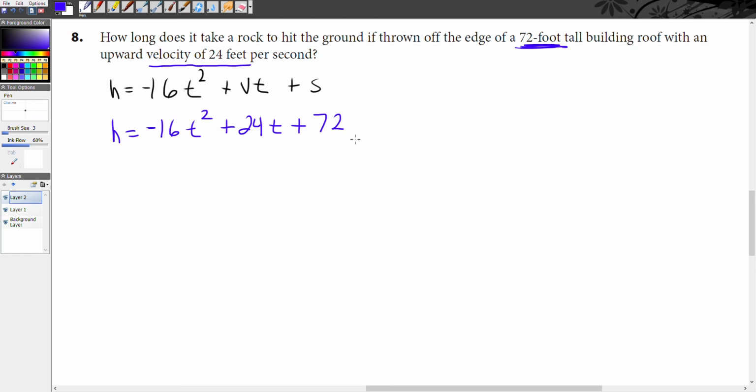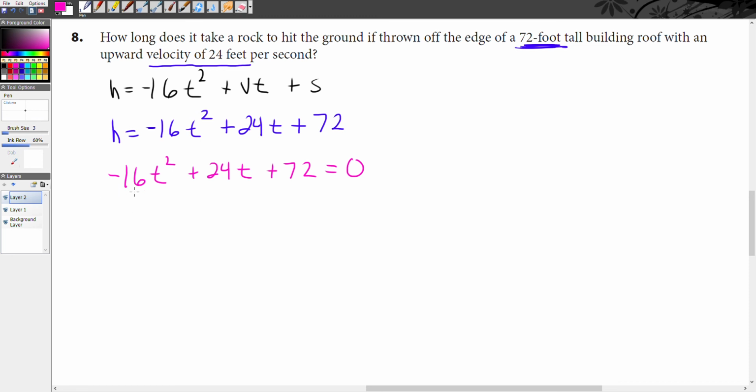And again, we want to find out hitting the ground, and the ground is 0. So we're going to take this and rewrite it like this: negative 16 t squared plus 24t plus 72 equals 0, because that's when the rock is going to hit the ground, when the height equals 0.